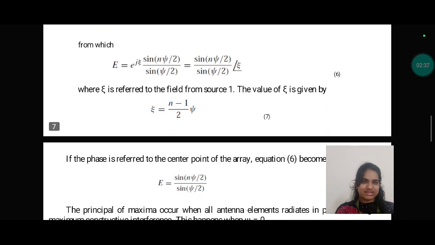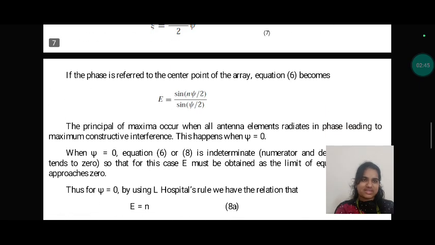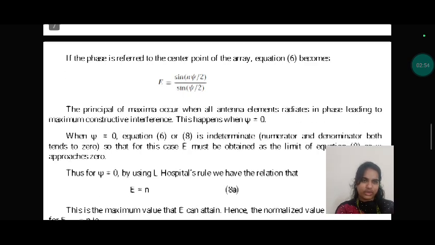This is the final equation. The value of the phase term is (n-1)/2 ψ. If the phase reference is at the central point of the array, equation 6 becomes E = sin(nψ/2) / sin(ψ/2).